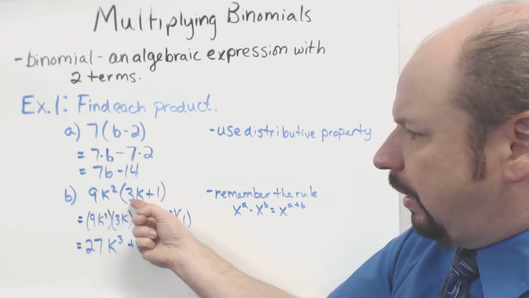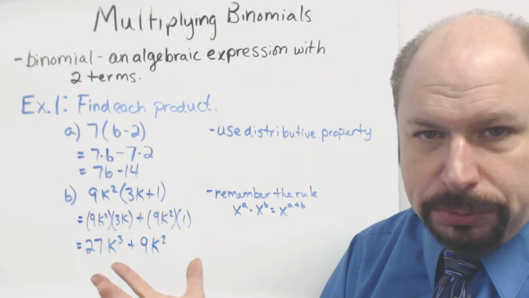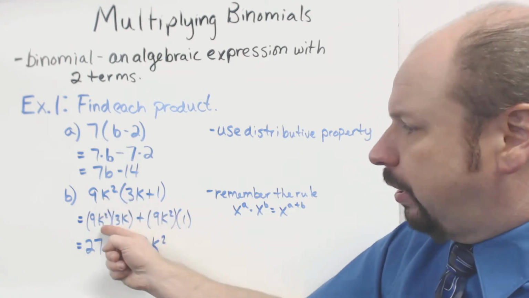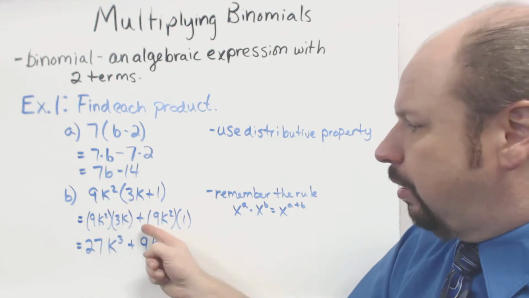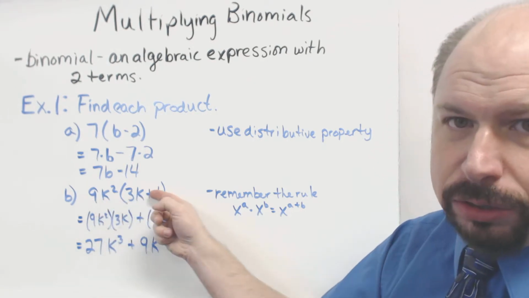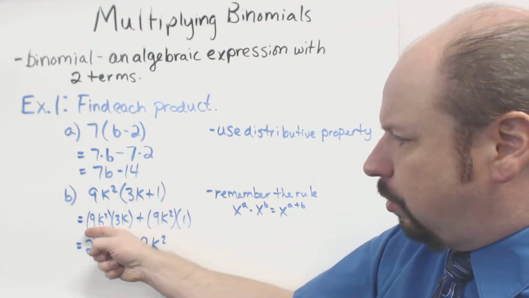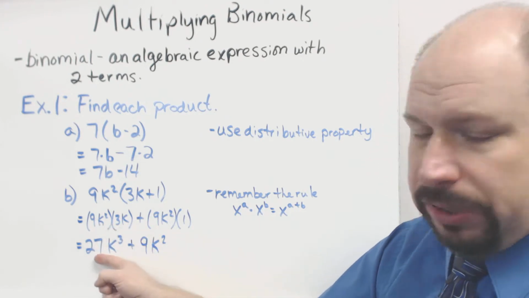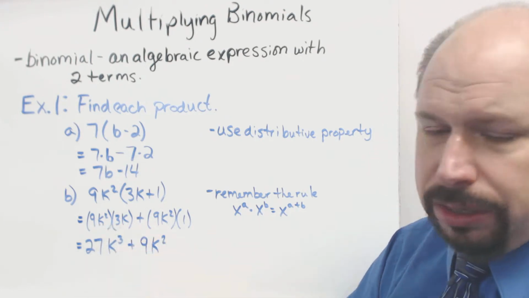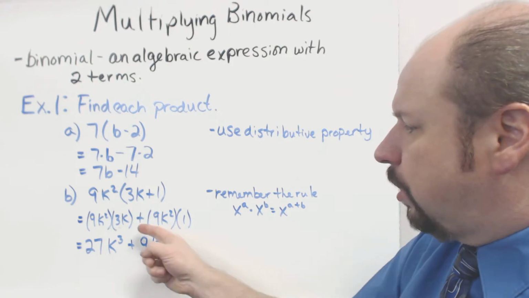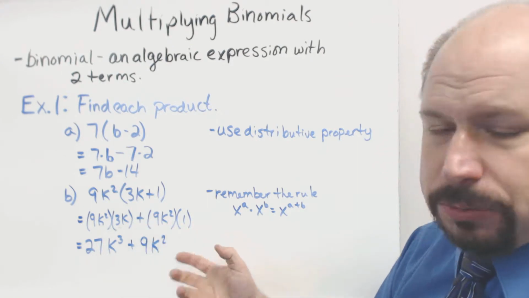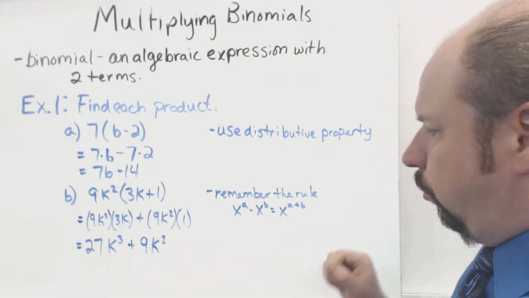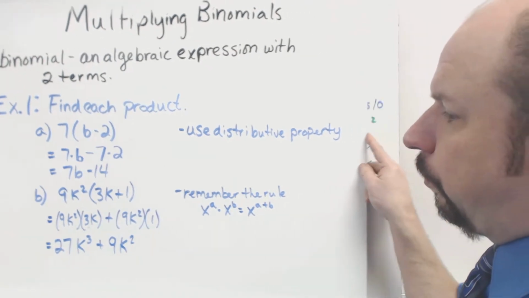So we're going to add those exponents together when we multiply those terms. So here we have 9k squared times, we're just using the distributive property again, 3k plus 1. So 9k squared times 3k plus 9k squared times 1. And so we can simplify this. 9k squared times 3k: 9 times 3 is 27. K squared times k is k to the third power, or k cubed. Plus 9k squared times 1. Well, 9k squared times 1 is just 9k squared. So 27k cubed plus 9k squared is our final answer for that.